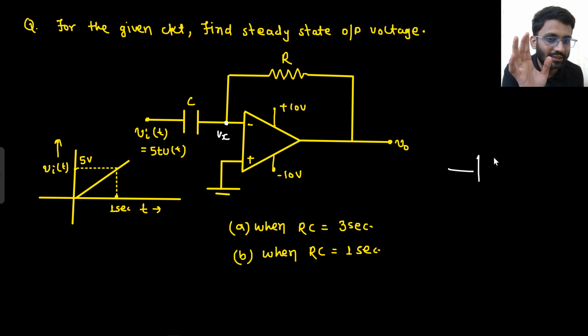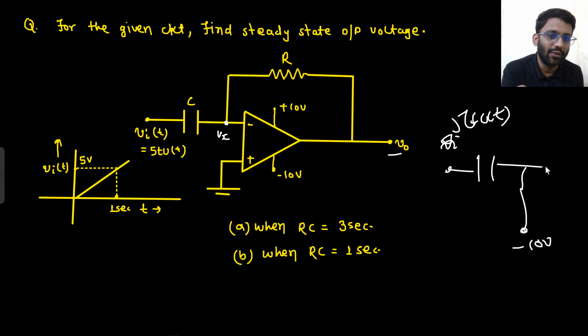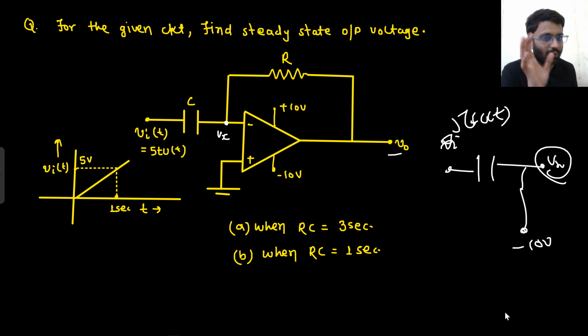Like it will be a simple CR circuit, okay? And since you get to know that Vin is increasing, the output will be saturated to minus 10, right? And here you are having Vin, that is 5t u(t). And then you need the value of this Vx node. For that you can apply the Laplace transform, because you can't intuitively tell what will be the value of Vx. So smartly apply the Laplace transform, and you will see interesting results.